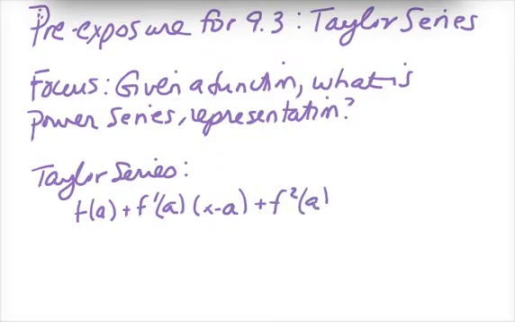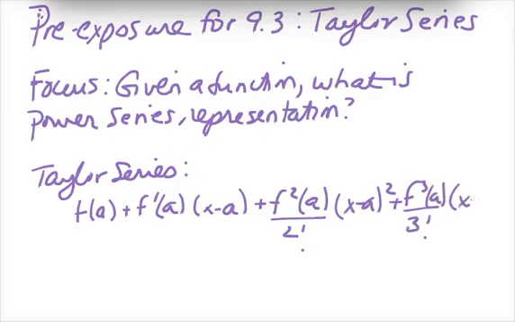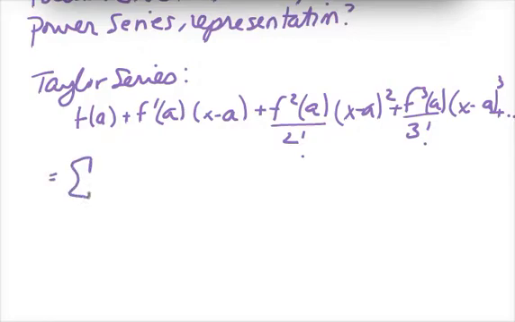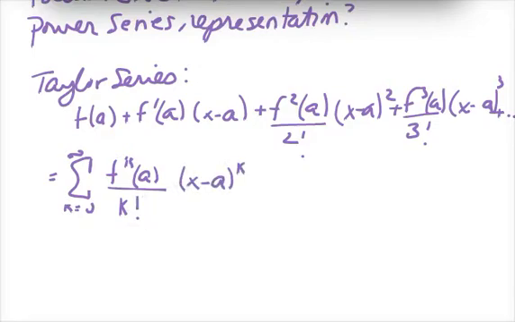Go out one more term here. And it continues on to infinity. So the summation for a Taylor series in summation formula goes from 0 to infinity. The kth derivative evaluated at a over k factorial, times the polynomial term, x minus a to the k. So that's the form for a Taylor series. And really it's just an extension of the Taylor polynomials.